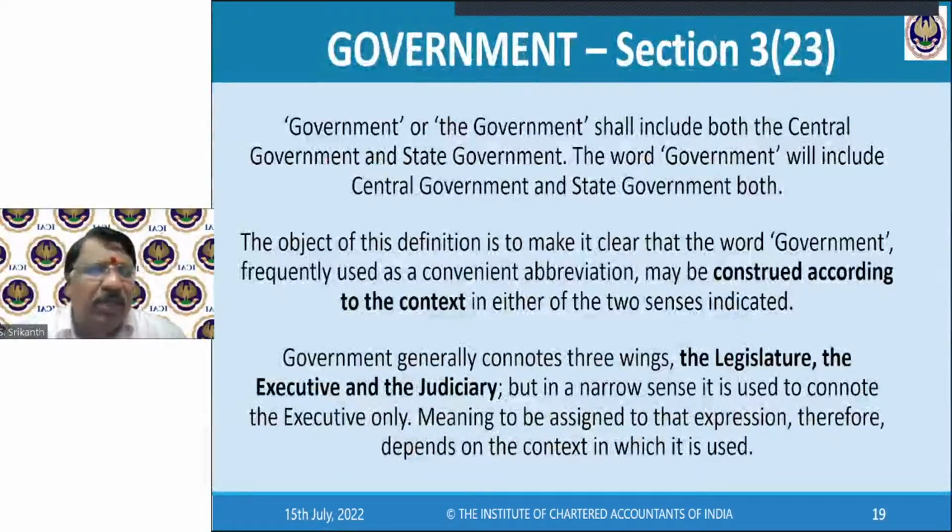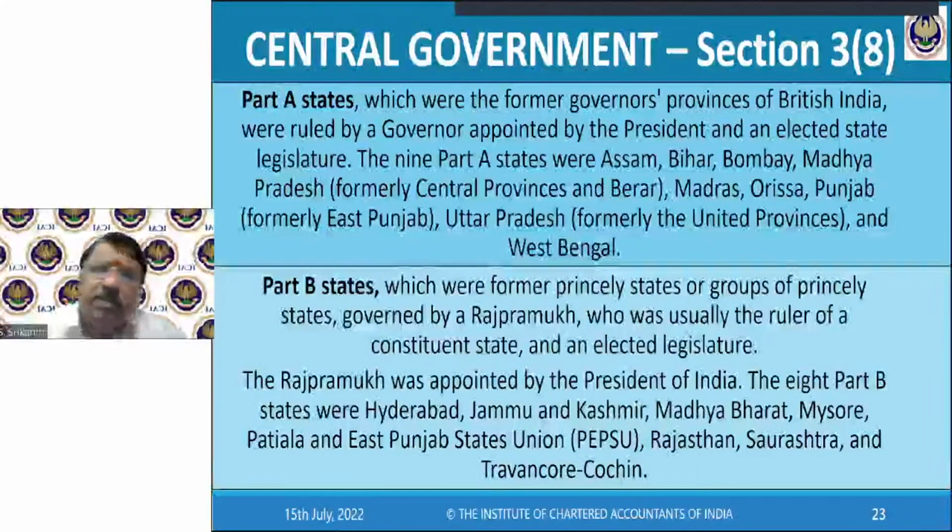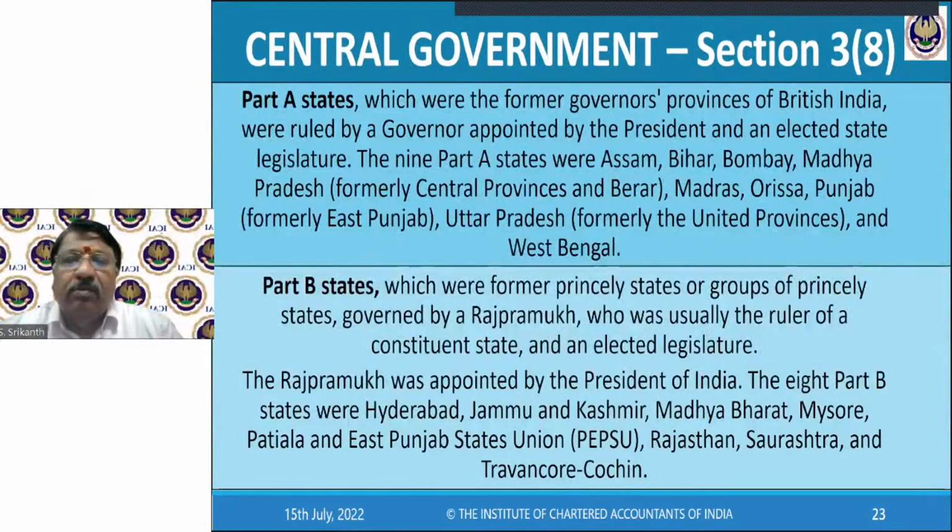Okay, so now I'm going to skip one big part because this is a very, very archaic part. In those days, the General Clauses Act had not been amended. You had Part A states, which were former governors' provinces of British India. For example, the nine Part A states were Assam, Bihar, Bombay, Madhya Pradesh, Madras, Orissa, Punjab, Uttar Pradesh, and West Bengal. Of these, Madras, Bombay, and West Bengal, Calcutta, were presidencies, because they were coming directly under a governor.